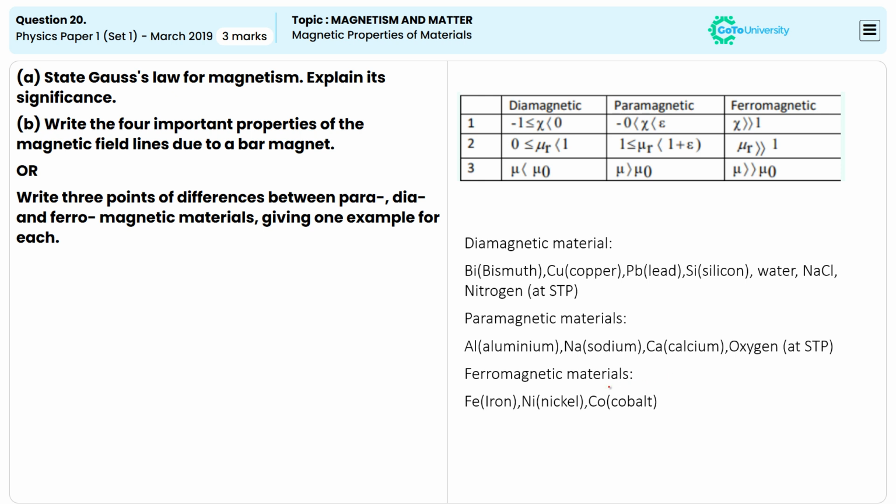For ferromagnetic materials, examples are iron, nickel and cobalt. These are some of the examples for the diamagnetic, paramagnetic and ferromagnetic materials.